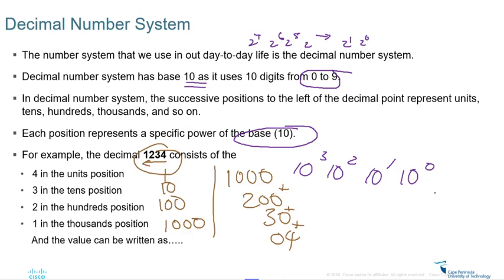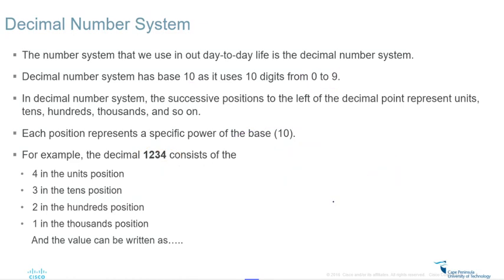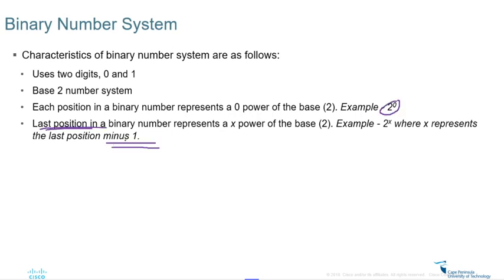It's 1, but minus 1 is 0. This is 2, but minus 1 is 1. 3 minus 1 is 2. 4 minus 1 is 3, and that's what it means by representing the last position minus 1. Let's just remember that, because that is what it means when you do your base numbering system.